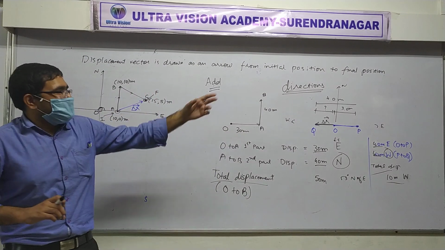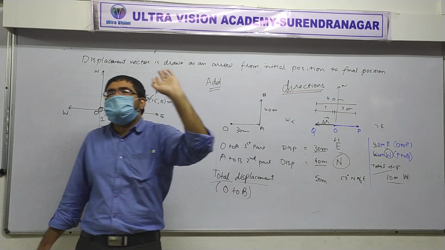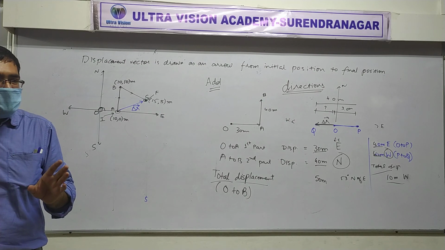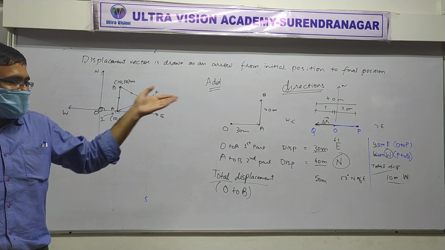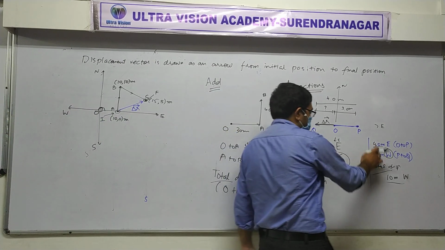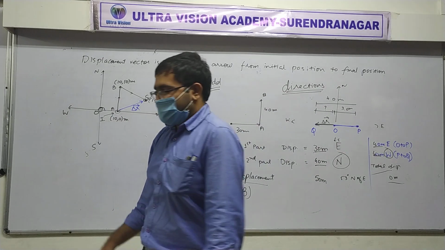When you want to add vectors, you have to take a look at direction. If you don't take a look at directions, then everything will go wrong. In some cases it's like subtraction, as you can see over there. 40 plus 40 gives you 0. Over here, if both of these are 40, 0 meter in no direction.